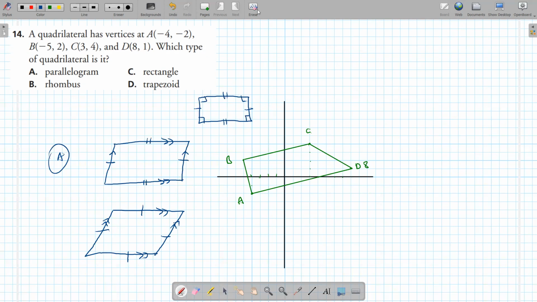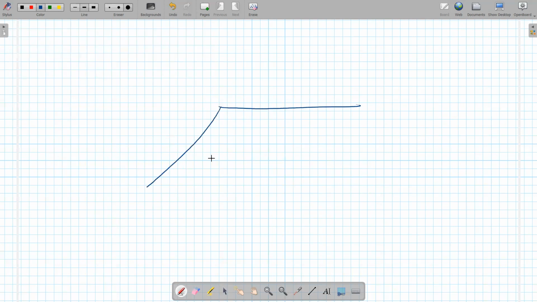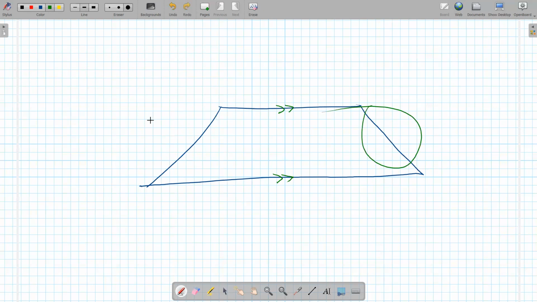A trapezoid is something like this. This side must be parallel to this side. It doesn't matter what happens on these two sides. As long as it's a four-sided diagram that has top and bottom parallel, that's a trapezoid.